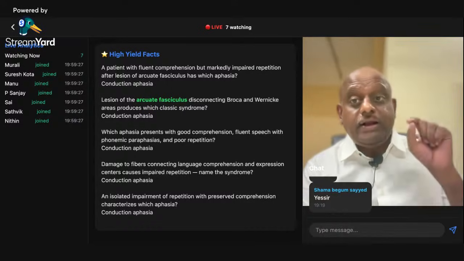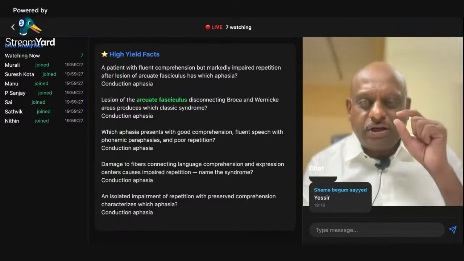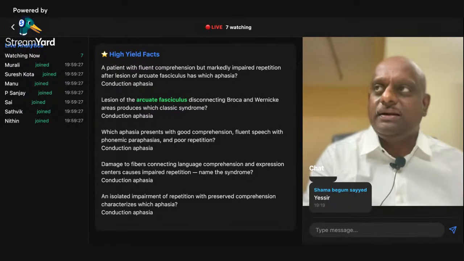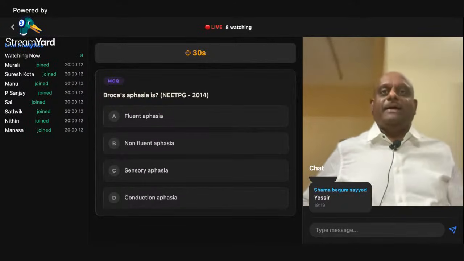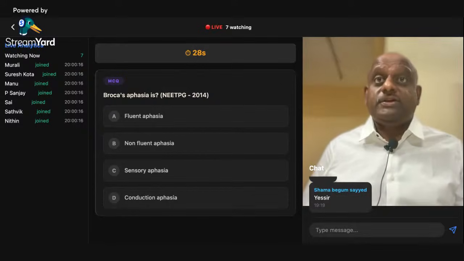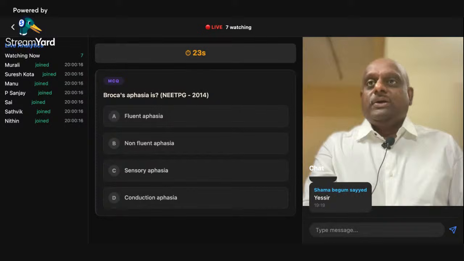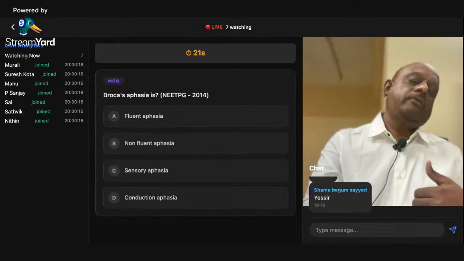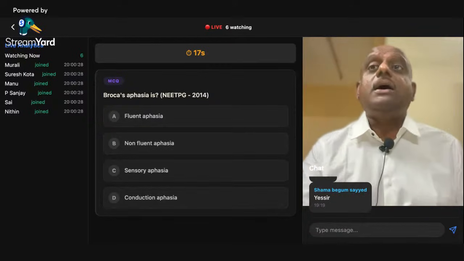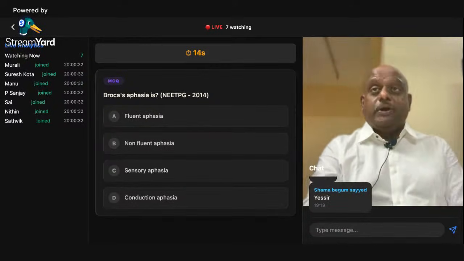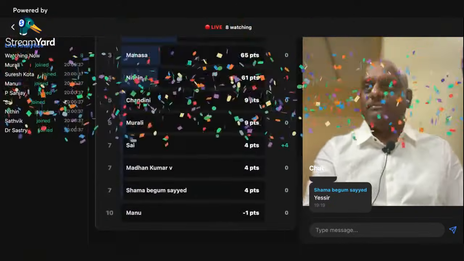Whenever there is an isolated impairment of the repetition with the preserved comprehension, that is the clue to say that it is conduction aphasia. Now, doc, Broca's aphasia versus Wernicke's aphasia. You need to know the difference, right? So, Wernicke is a fluent aphasia, jargon aphasia, whereas Broca's is a non-fluent aphasia, because Broca's is the motor speech area, is what you need to remember. Good.